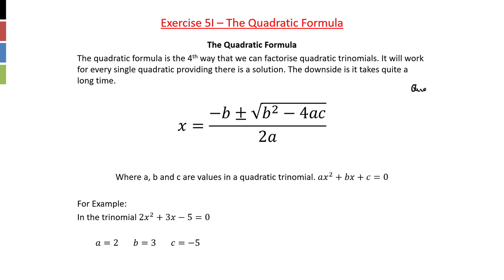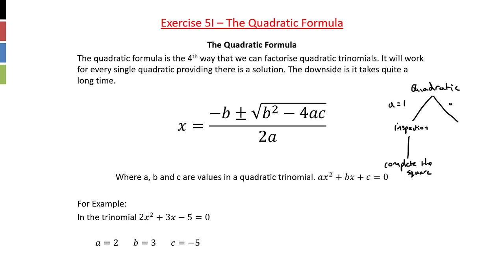So if we have some quadratic, the different ways we have are: if a is equal to 1, we want to use inspection. And then if inspection doesn't work, we're going to use complete the square.